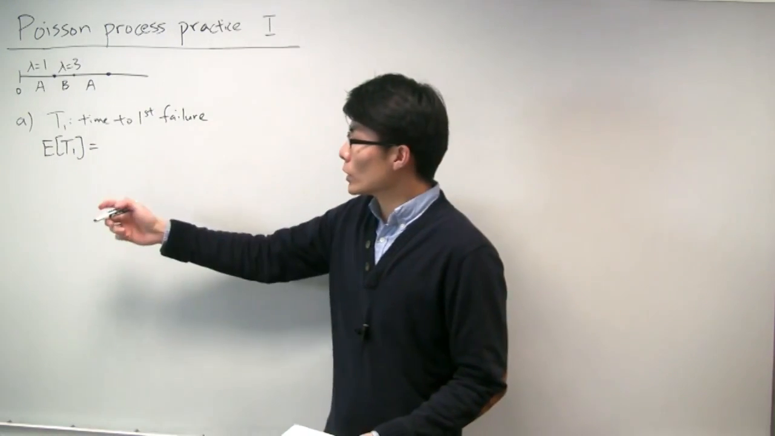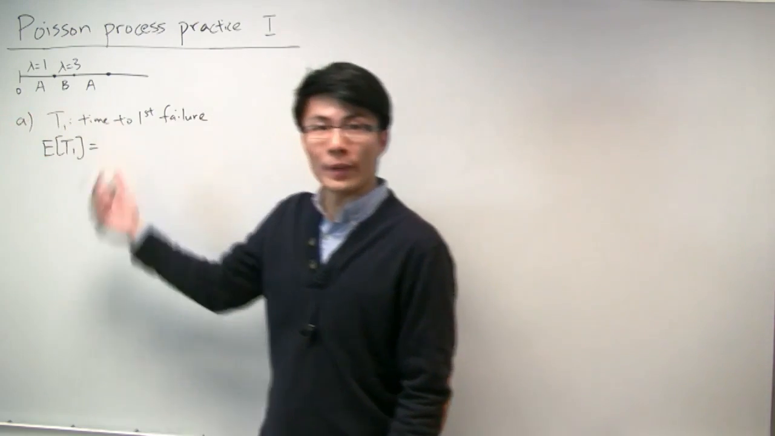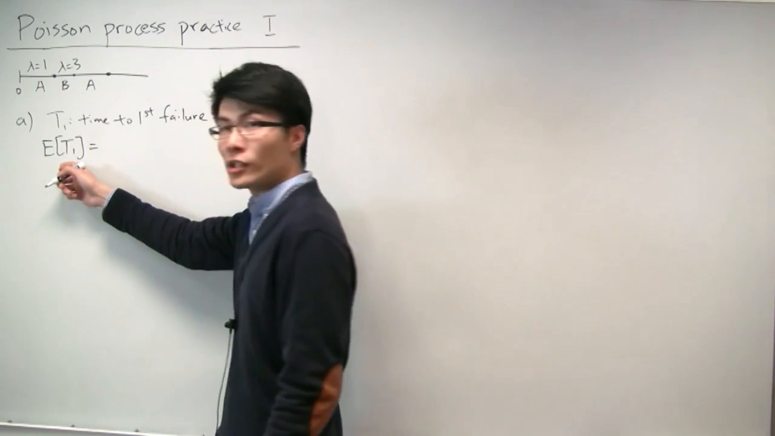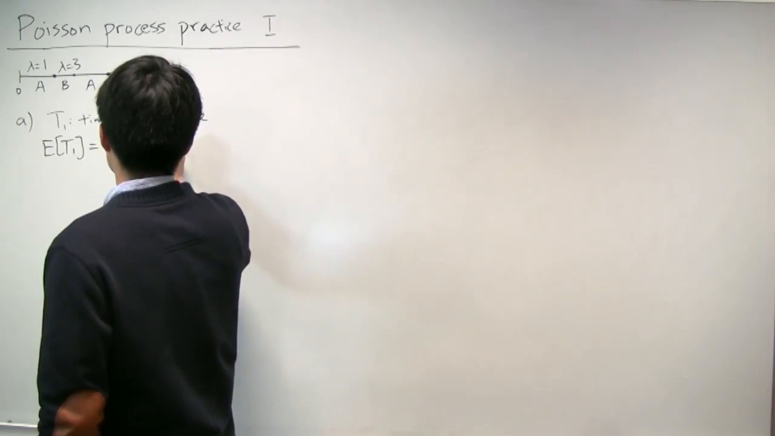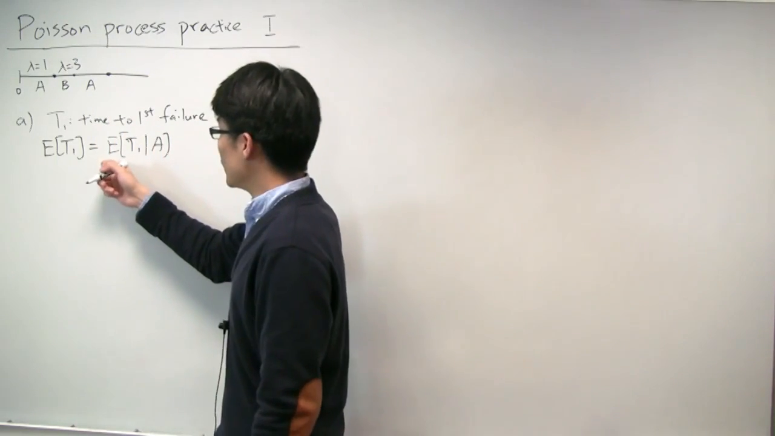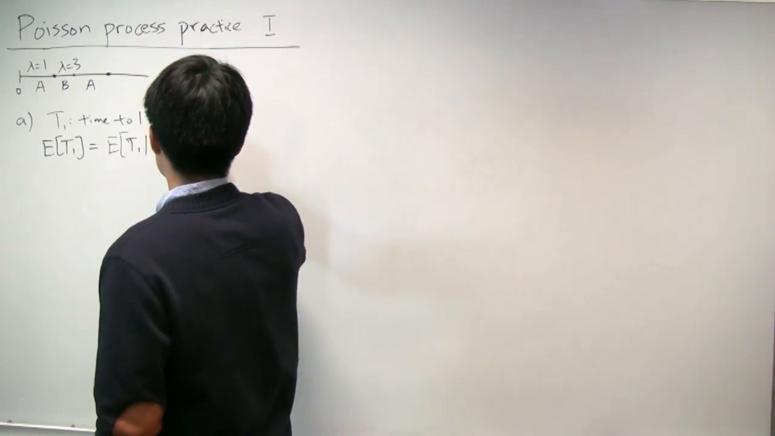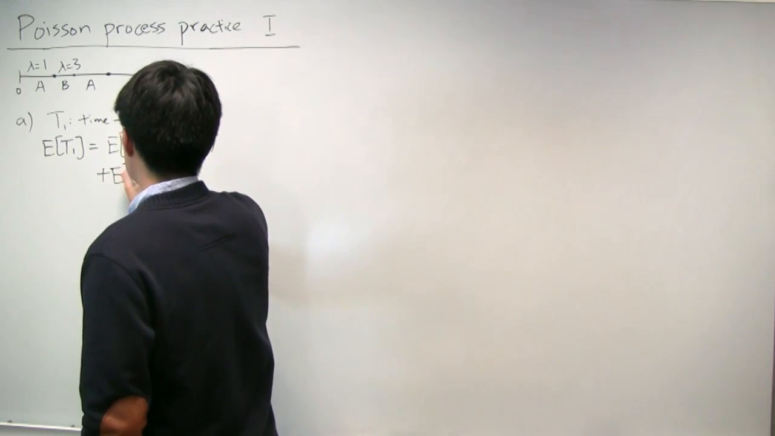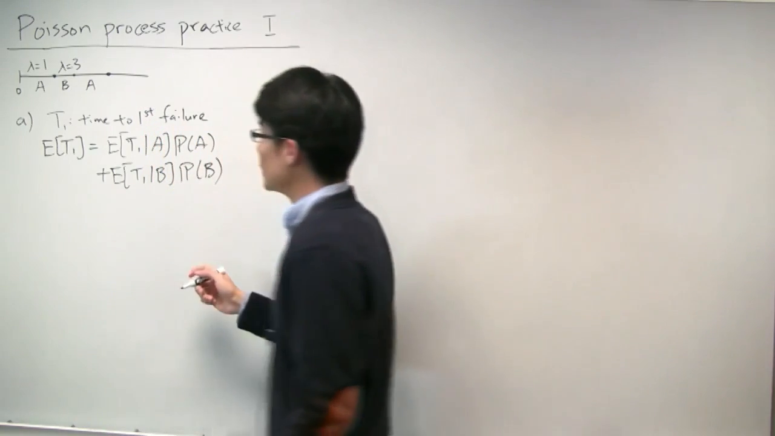The first thing we notice is that this depends on whether the first bulb we chose was a type A bulb or a type B bulb. So let's use total expectation and break it up into the two cases. Let A denote the event that the first bulb was type A. We have the expected time till the first failure given that it was a type A bulb, multiplied by the probability that it was actually a type A bulb, and then we do the same thing conditioning on the fact that it was a type B bulb.